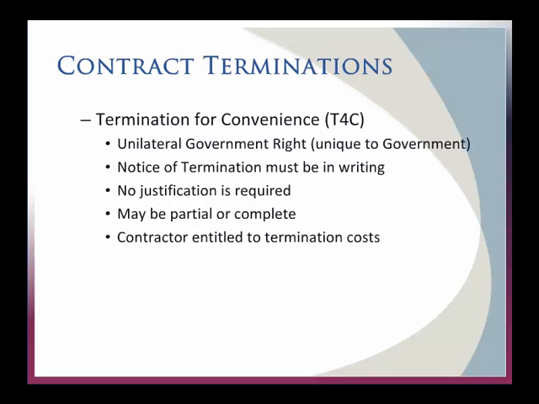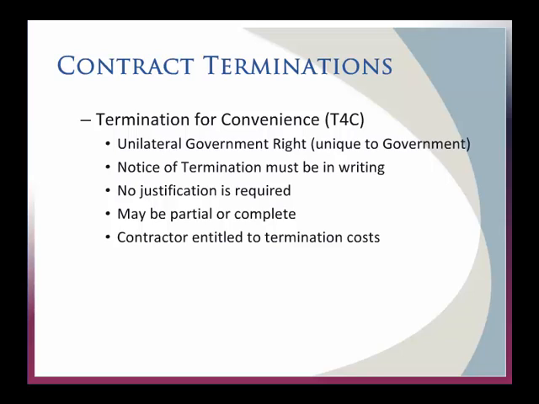A couple different ways of terminating a contract. The first is termination for convenience. This is also unique to the government, right? If you have a contract with a general contractor for doing something at your home, you don't have the right to a termination for convenience, but the government does. So we got to put it in writing. We don't necessarily have to justify it.